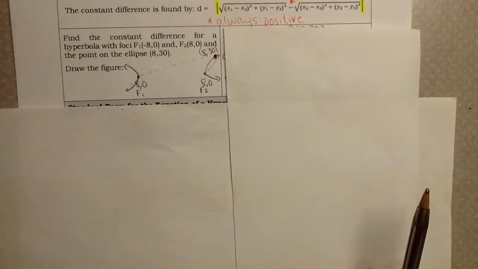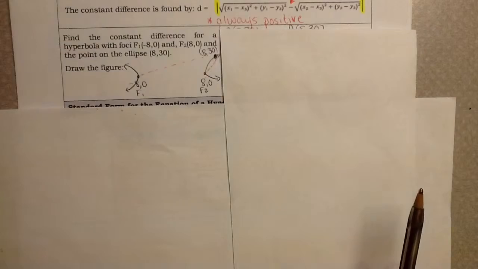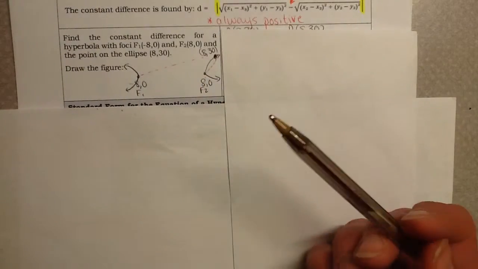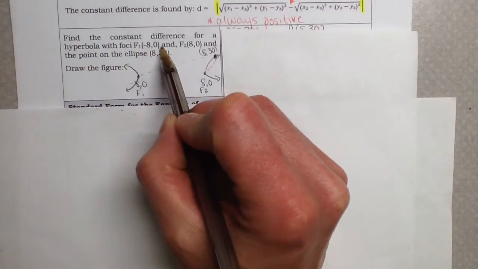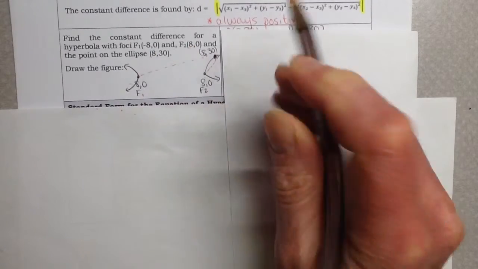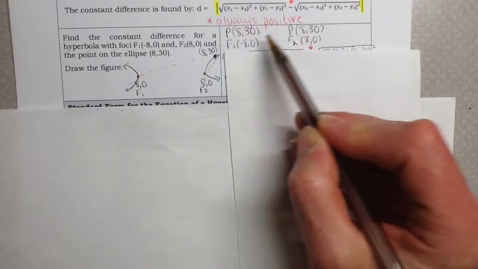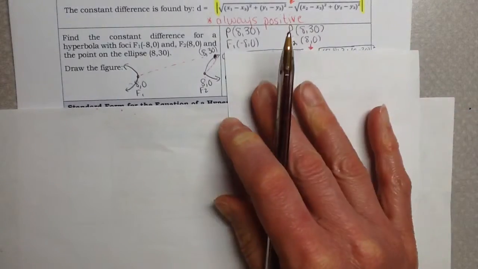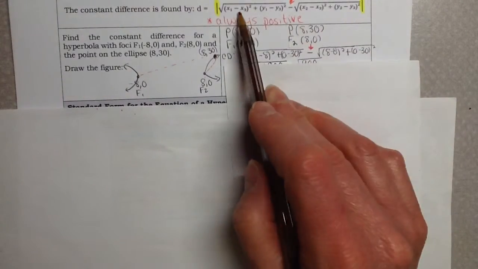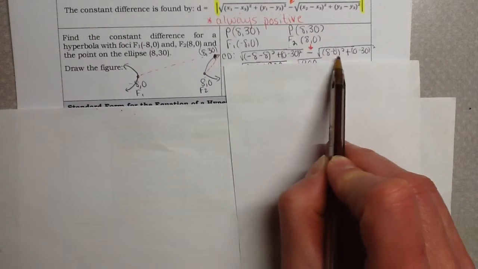All right, so same thing here. I would strongly recommend just lining up your points. If you don't want to draw the diagram, that's fine. But notice that you never put the two foci together. So I'm going to do the same thing here. I'm going to do the point and the first focus, the point and the second focus, and then I'm going to do the distance formula for each one.